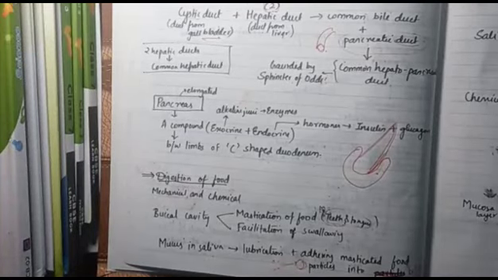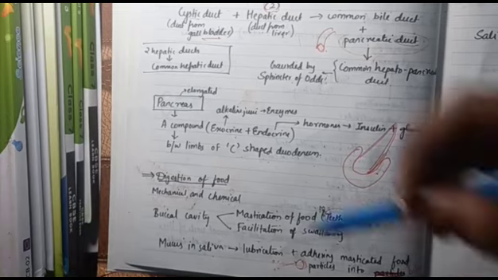Biology 101. This is Amrita and let's start part 3 of the chapter Digestion and Absorption. Today's topic is digestion of food.